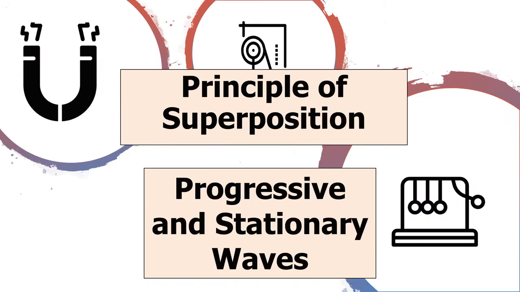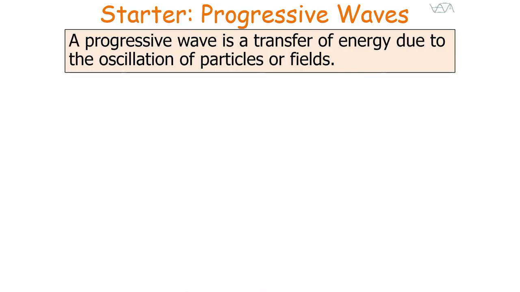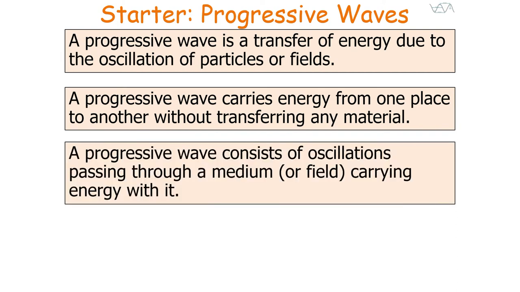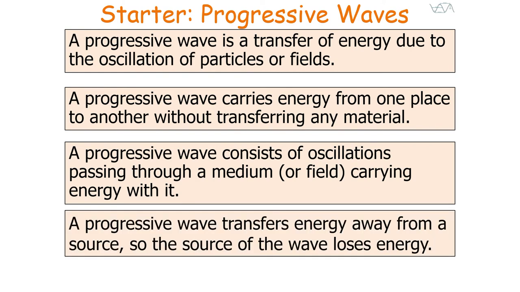Let's now finally look at the principle of superposition. Like mentioned before, a progressive wave is a transfer of energy due to the oscillations of particles or fields. A progressive wave will carry energy from one place to another without transferring any material. It consists of oscillations passing through a medium or field, carrying energy with it, and it transfers energy away from a source so that the source of the wave will lose energy.